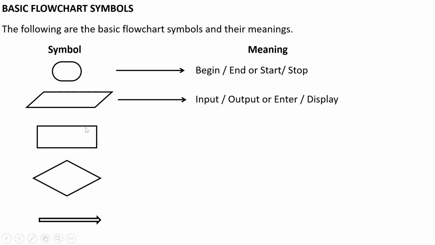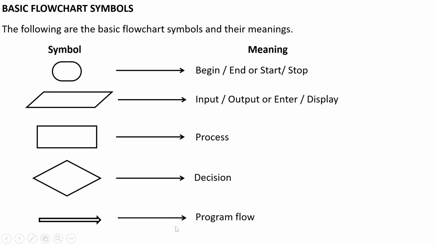Now this one, which is a rectangle, means processing. Then here we have a rhombus or diamond. This one means decision. Okay, this is a decision. Then this one just means program flow. Now let me explain a little bit here.